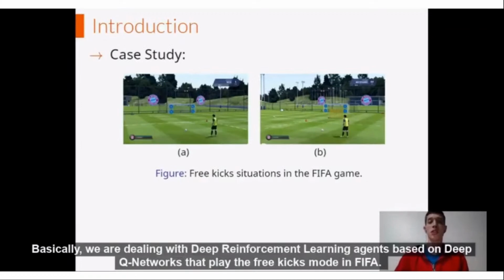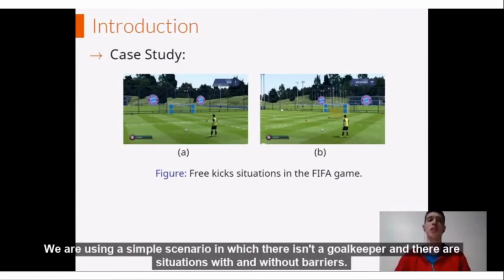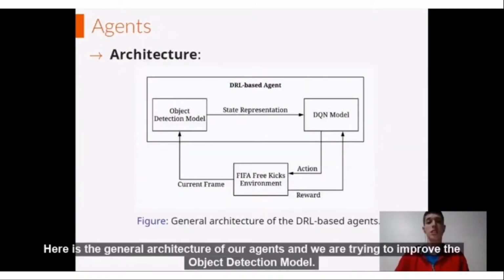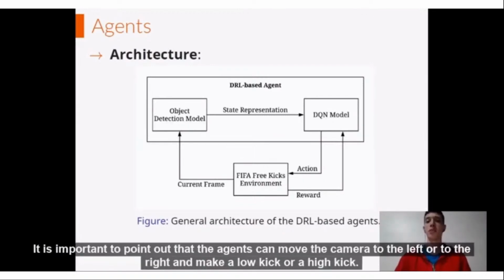Basically we are dealing with deep reinforcement learning agents based on deep Q networks that play the free kicks mode in FIFA. We are using a simple scenario in which there isn't a goalkeeper and there are situations with and without barriers. Here's the general architecture of our agents, and we are trying to improve the object detection model. The agents can move the camera to the left or to the right and make a low kick or a high kick.